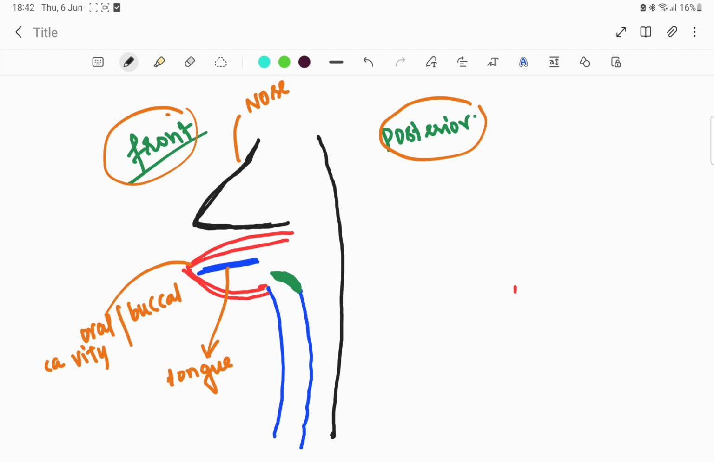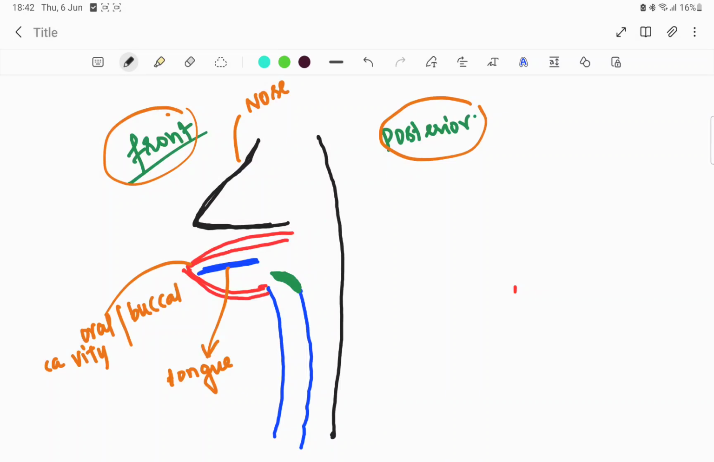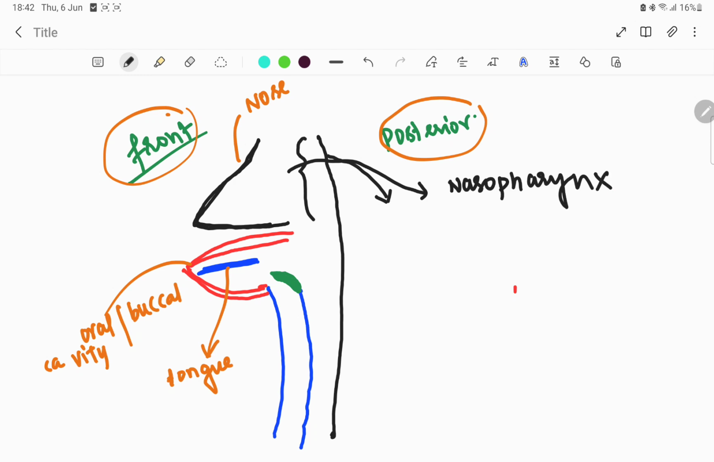Now see here, two more tube-like structures are present in the side view. See, this is one tube. This tube starts from above, just behind the nose. The part which is behind the nose is called the nasopharynx, because it is present behind the nose.